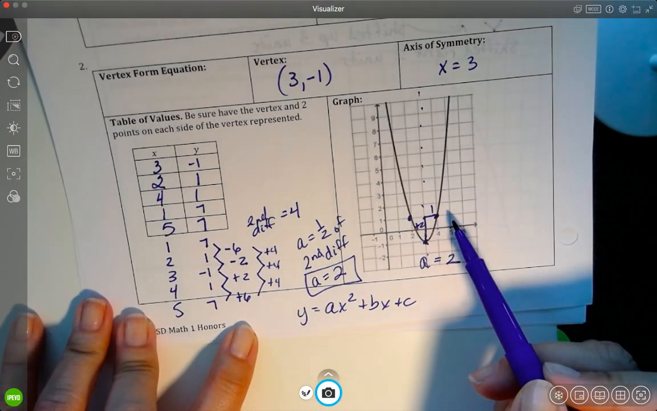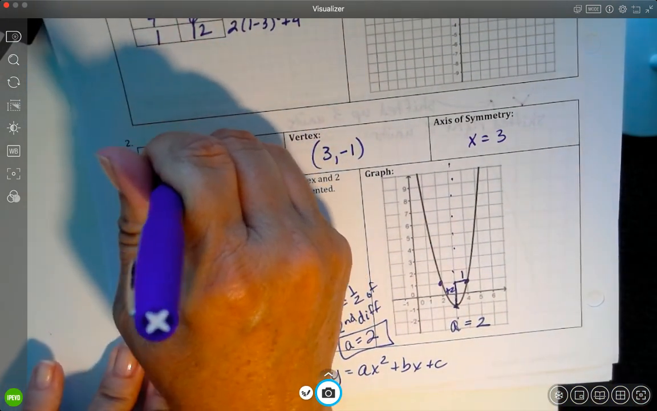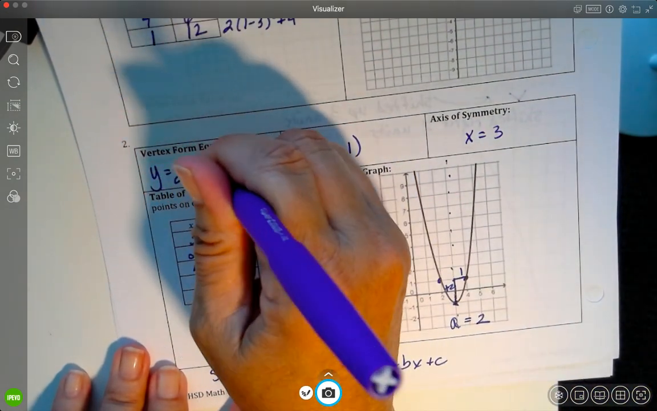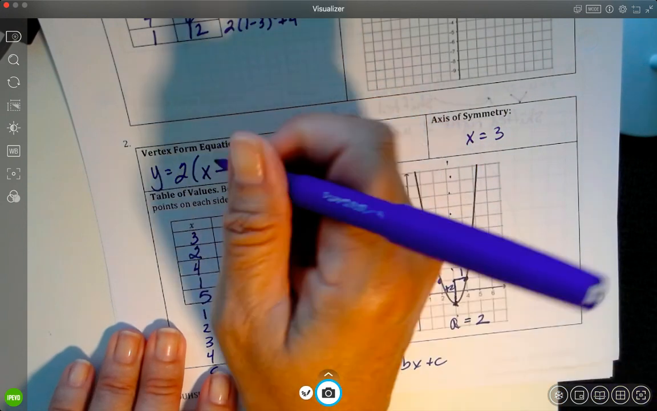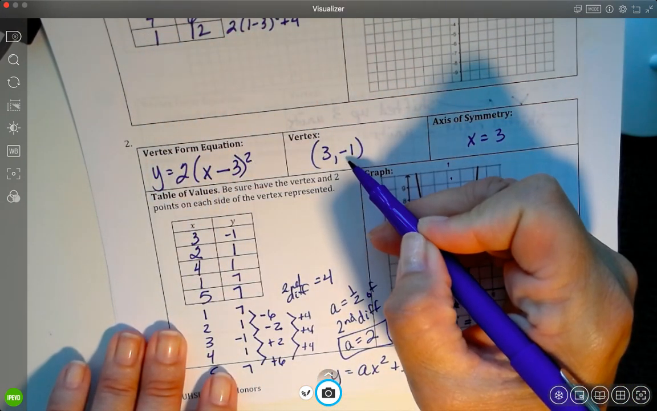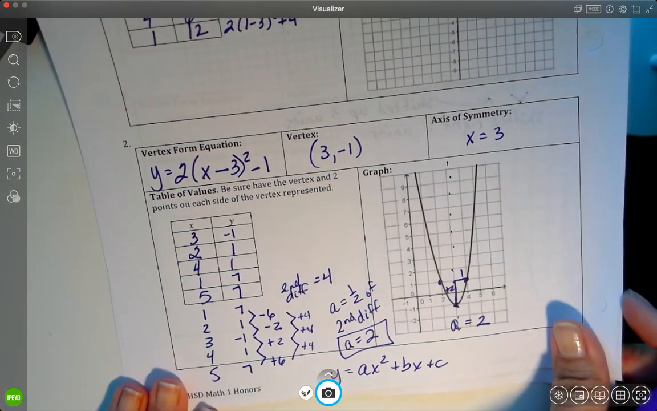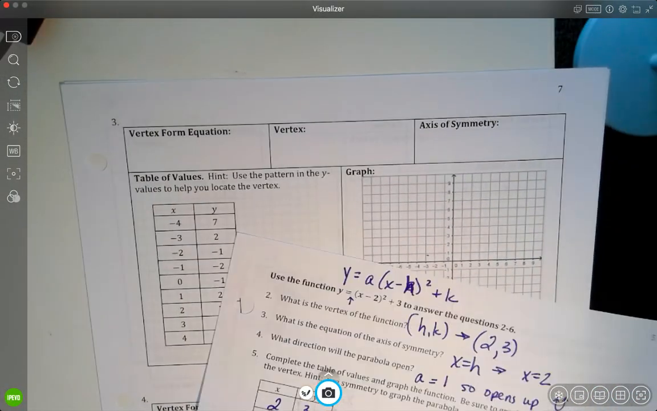All right, so when I go up here and write my vertex form, I have y equals A is 2, and then x minus 3, right, because that's my h, quantity squared, and then k is -1. So this is my equation. All right, a little bit more.